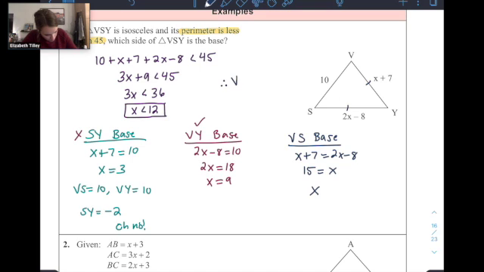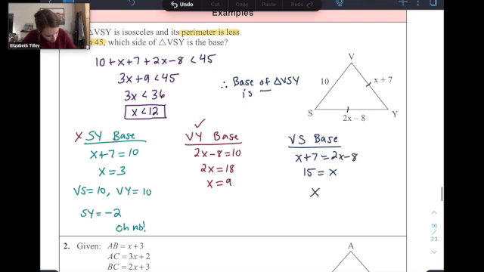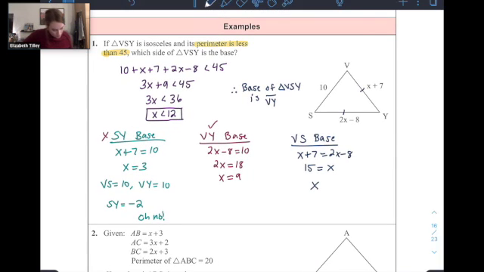The base of triangle VSY is segment VY. Oof, okay, that's a fun one. If that's the case, we now know the two legs are 10, and the base was, I think, 16. Okay, so that is one way to use this.